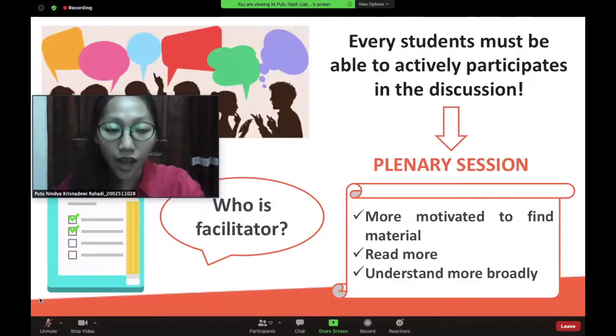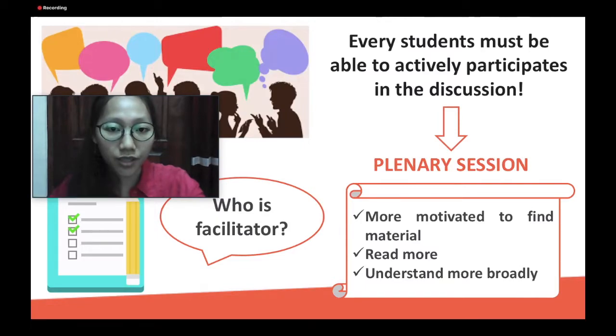Next. Every student must be able to actively participate in the discussion. Students' participation in SGD will be assessed by the facilitator, and the score will affect the student's final score on the block. Facilitator is not being a subject matter expert on the content. Otherwise, the facilitator plays a role in directing the discussion if out of track and stimulates the students to achieve learning goals.